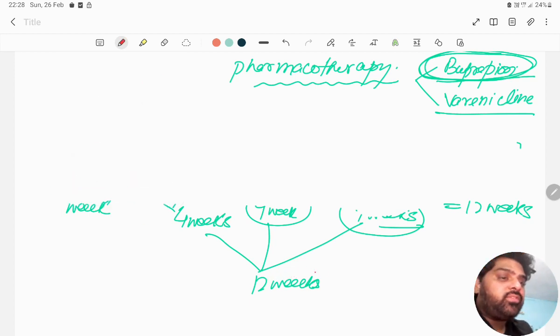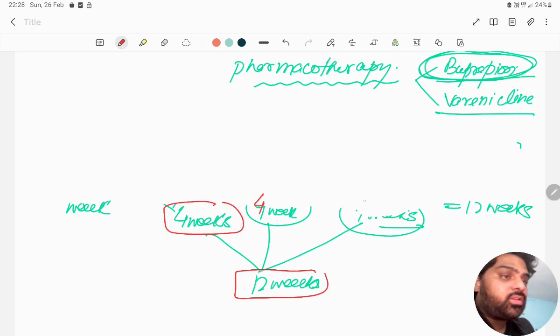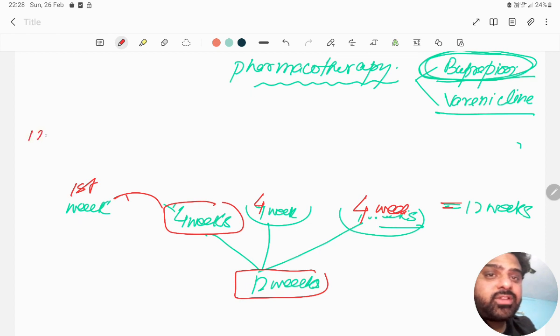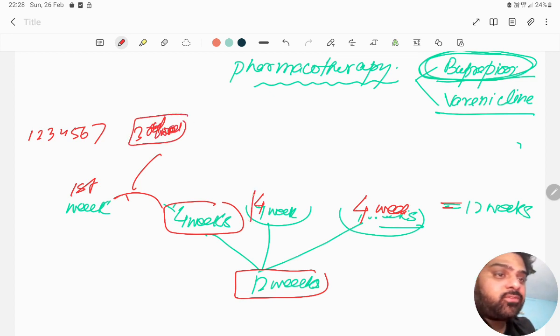Now again, the 12 weeks will be divided into 4 weeks, a total of 12 weeks. This 4 weeks is divided first into the first week, which is divided into the first, second, third, fourth, fifth, sixth and seventh day, and then the remaining 3 weeks, then 4 weeks, and then 4 weeks, completely 12 weeks.